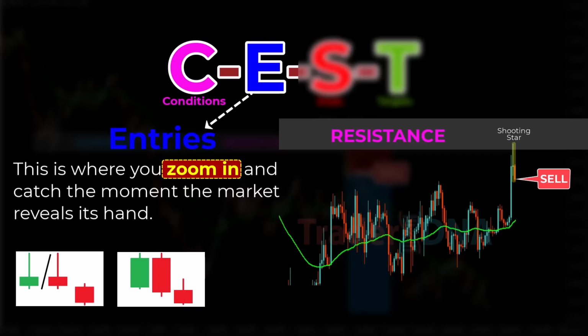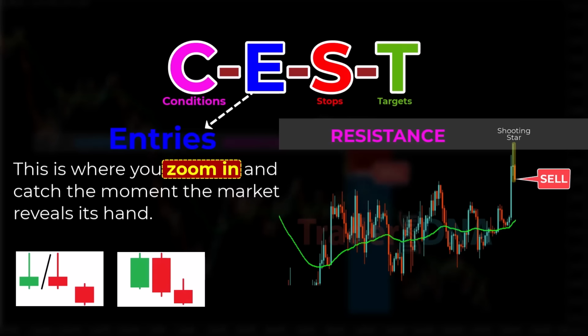But now it gets even better because C and E are not enough. To actually trade like someone who knows what they're doing, you need the next two letters of this formula, and this is where everything becomes real. You need S for stops and T for targets. Without these, you're not trading, you're gambling. You must know exactly where you're wrong and exactly where you're taking profit when price moves your way.